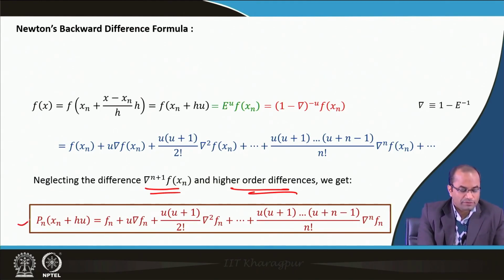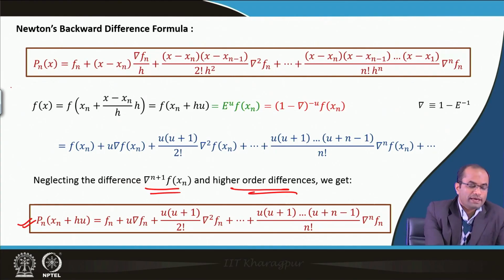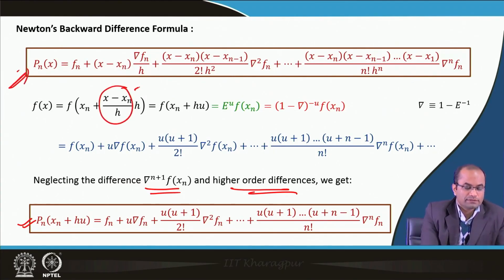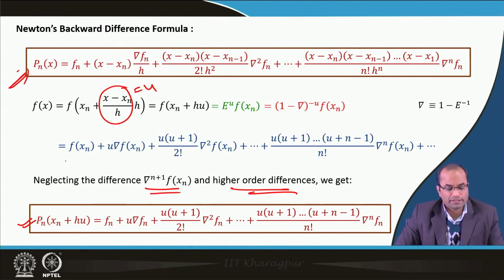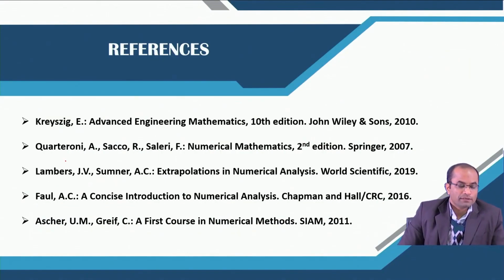So this is the backward difference formula which can be used now in terms of u, and if we want to get back to x, we can just use the relation that this is equal to u, and we can rewrite everything in terms of x and h. So this is Newton's backward difference formula.